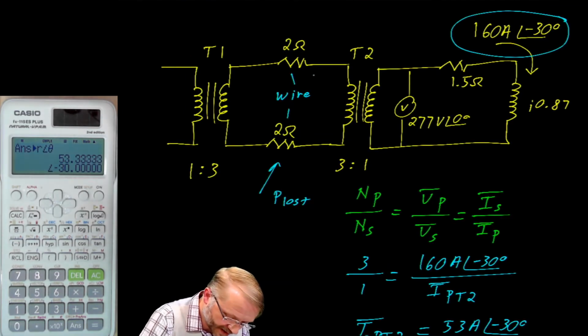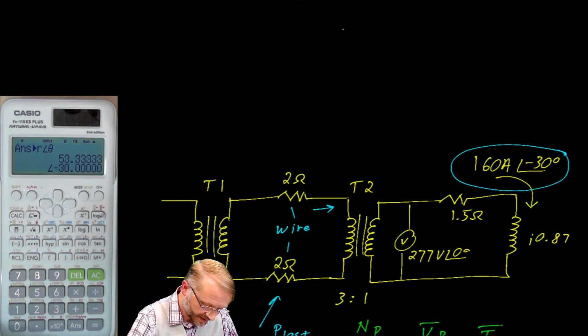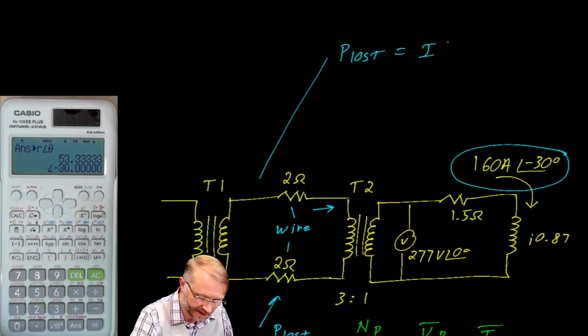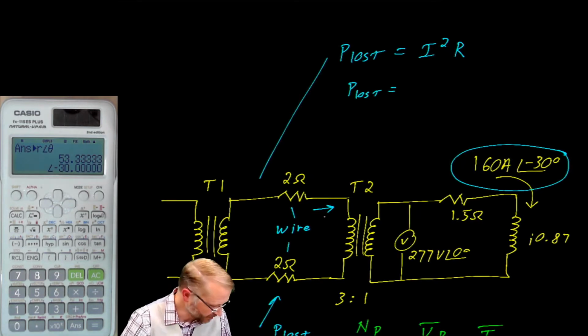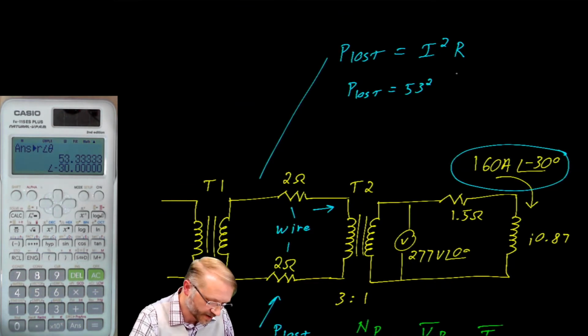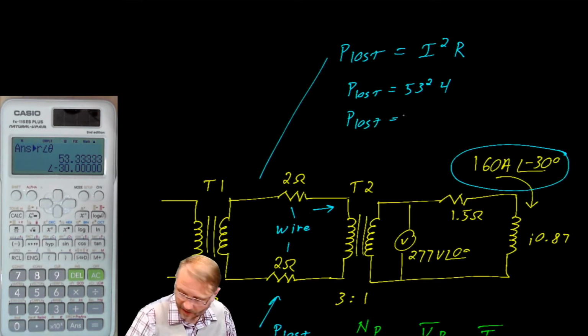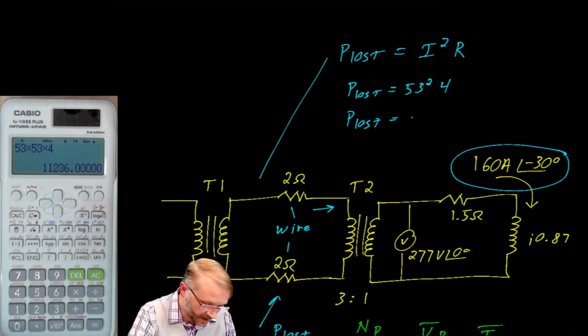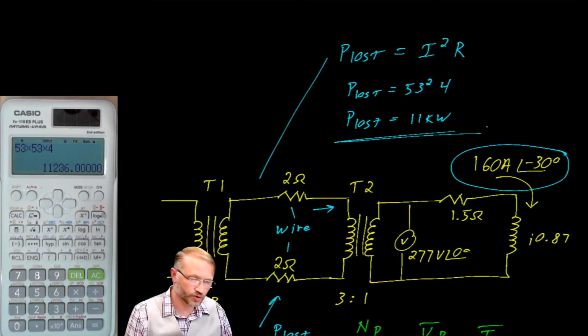Now that we have this current, we can calculate the I squared R loss. So the power lost in the wire is equal to I squared R. The power lost is now, I believe it was 53 amps. Yep, so just 53 squared times the resistance, which in this case is 4 ohms. So the power lost is about 11 kW, which is absolutely atrocious. We'll call this a failed design.